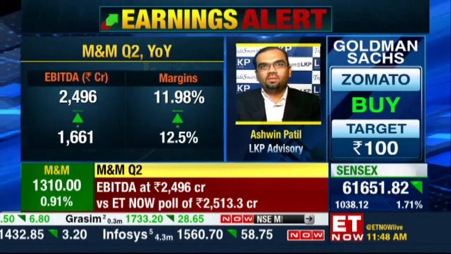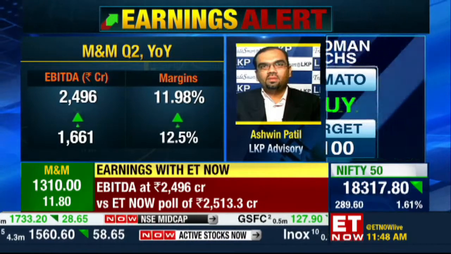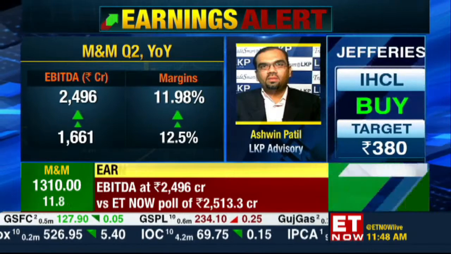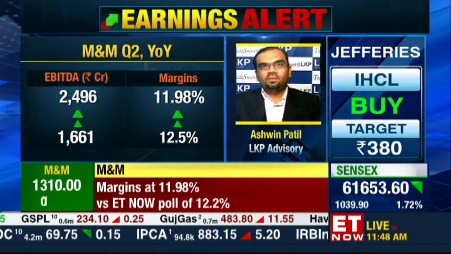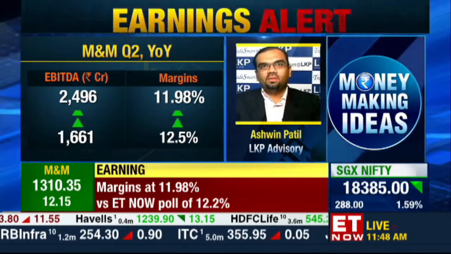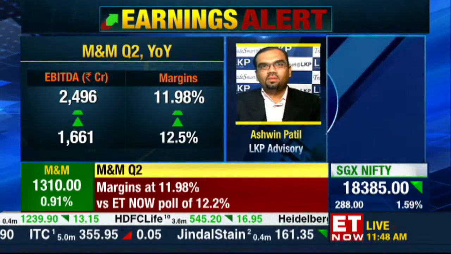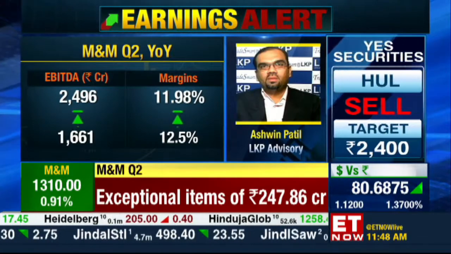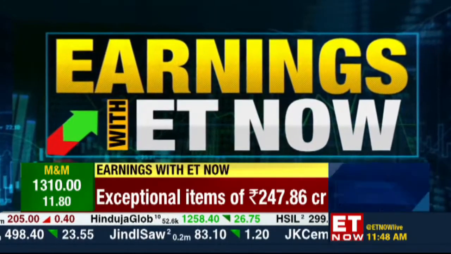And going forward, despite the unseasonal rains that we have seen in the month of October, Q3 is going to be good, as we are seeing in the volume numbers of the company, which come on the first of every month. So the outlook remains good, and we are positive on the stock. All right, a good set of numbers. Outlook looks good, and positive on the stock is the word coming in from Ashwin.